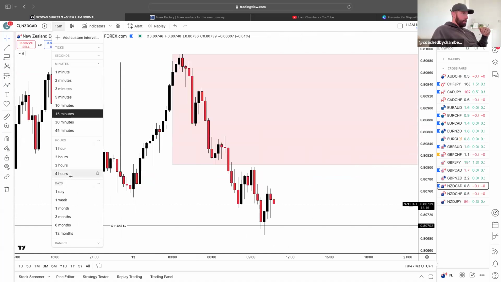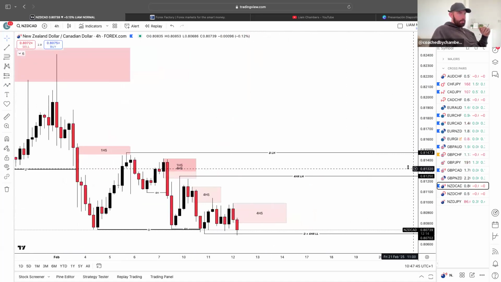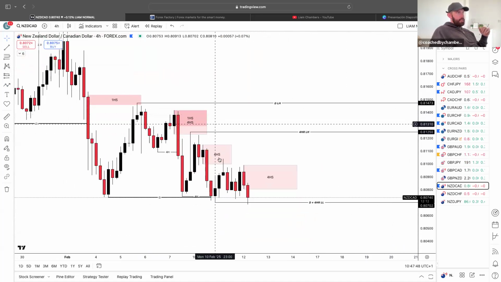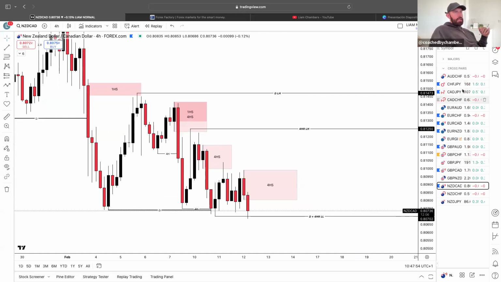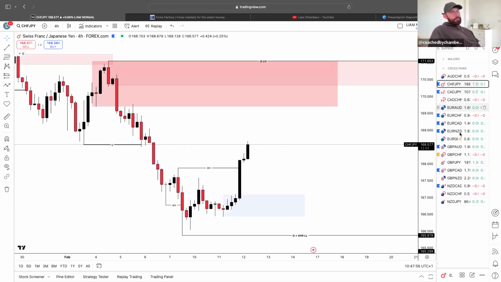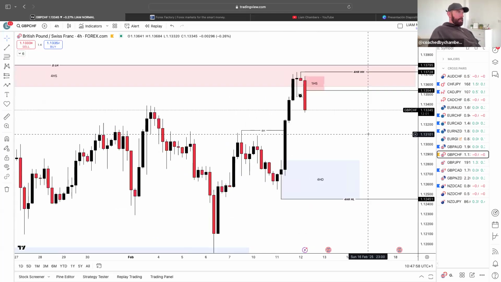Let's have a look at NZ quickly. Yeah, NZ, we gave out nice areas the past week. Here, we come up mitigating and now we're moving down. But nothing as clear as I'd like. But yeah, that is pretty much it for today.